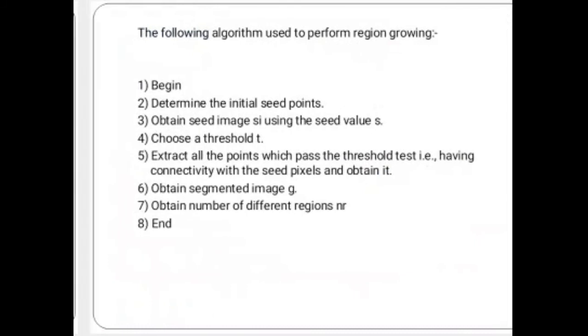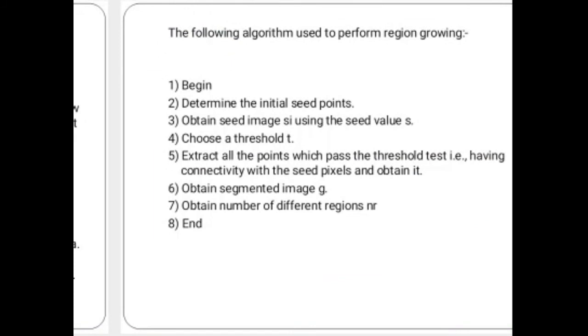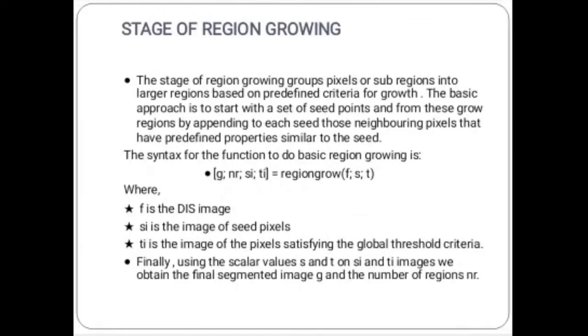Okay, in this region growing, you should have F, that is the DIS image, SI is the image of seed points, TI is the image of pixels satisfying the global threshold criteria. Finally, after using these scalar values, the image obtained is the final segmented image and the number of regions is NR. I am going to give the syntax for the region growing which I displayed in the PPT.